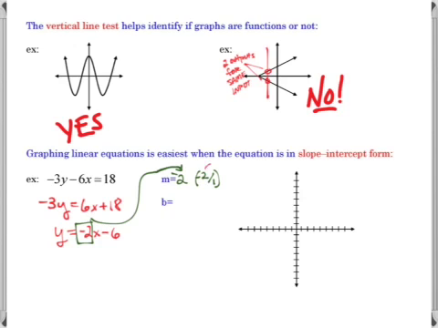And my intercept is negative 6. It means that b is negative 6. And that means I go through the point (0, -6).